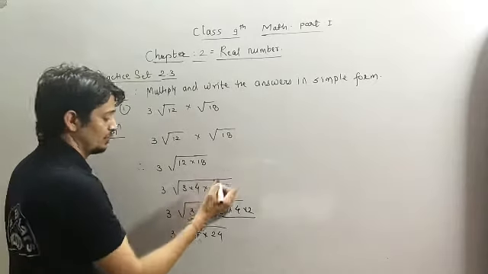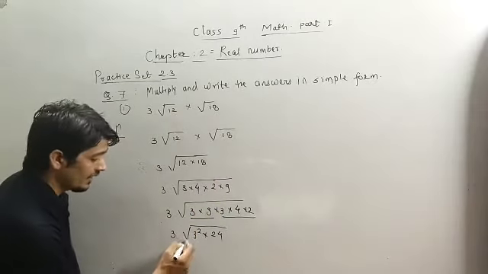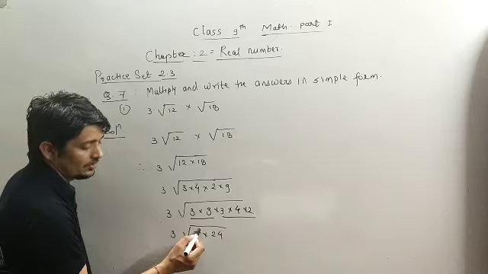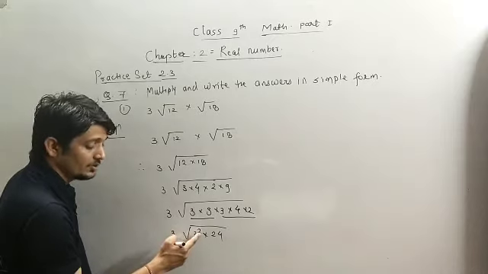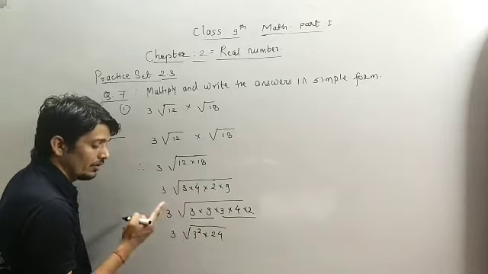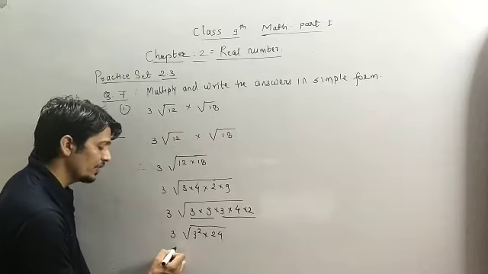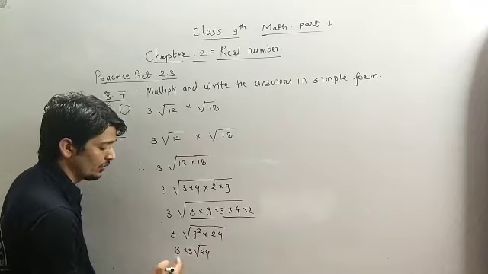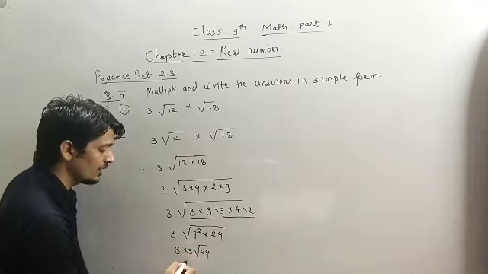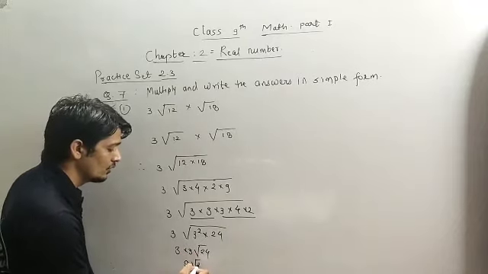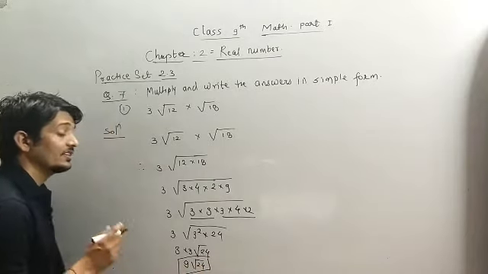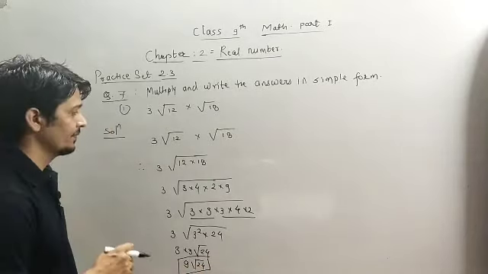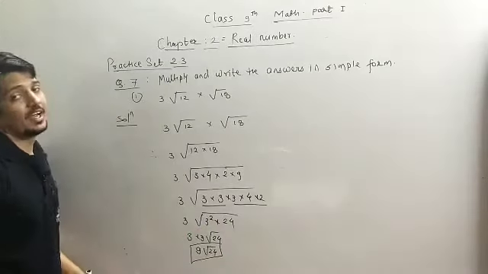Okay. So here we can write, see, this square of 3 will come outside, because its square cancels the root and comes out. So we can write 3 into 3 root 24. So 3 into 3 is 9. So the answer will be 9 root 24. So this is the answer in its simplest form.